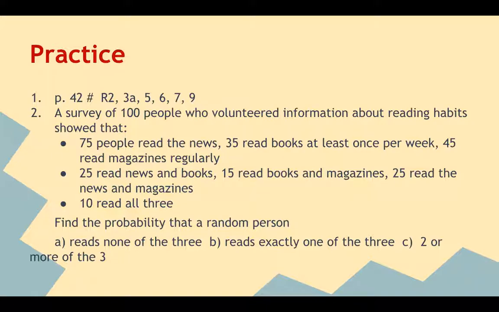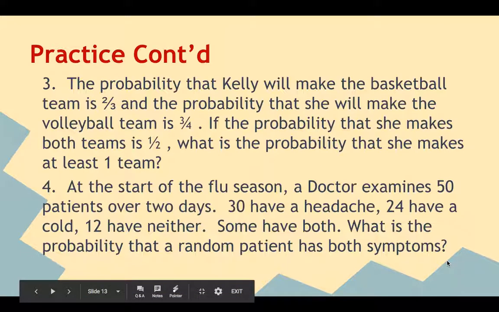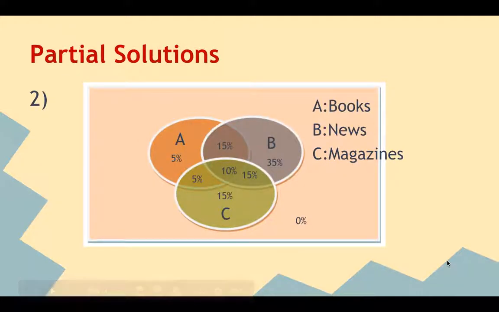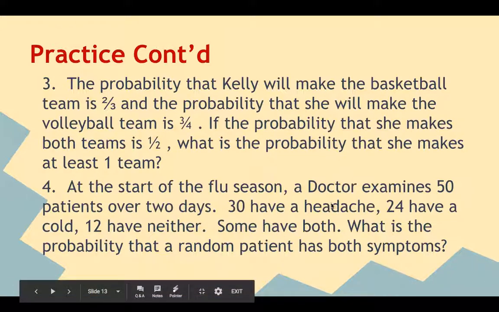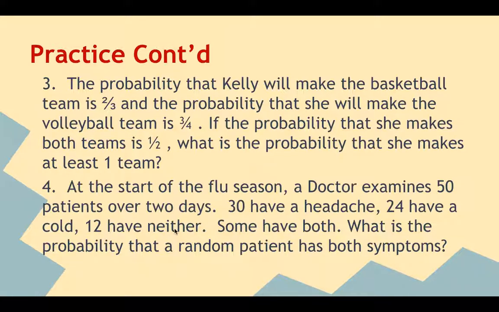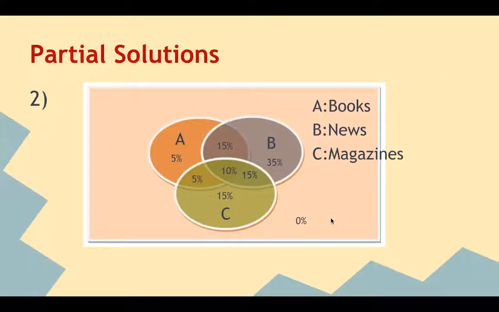It's the same idea. Question 2 is very similar to the news question. It's just written a little bit differently, and there are probabilities there. As a partial solution, I've posted this Venn diagram so you can make sure that you can get those numbers and answer the questions. Number 3 is similar too, but you notice that it's only two groups, basketball and volleyball. And then number 4 is similar as well, and we'll take these up in class. It's just headache, cold, and neither, and so there are only 2 groups there.